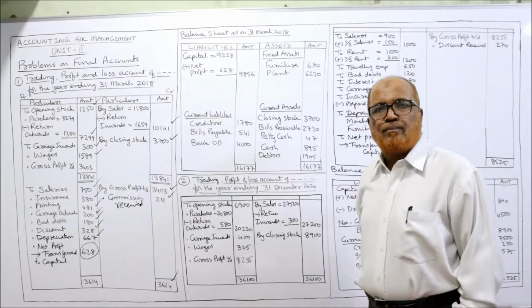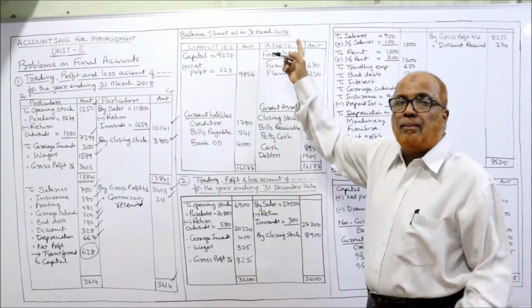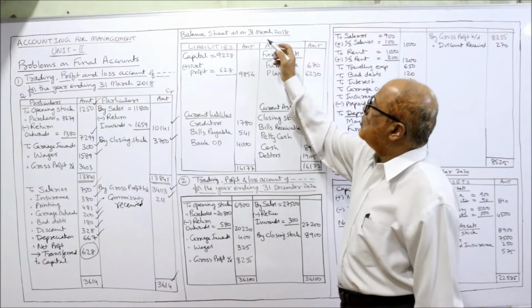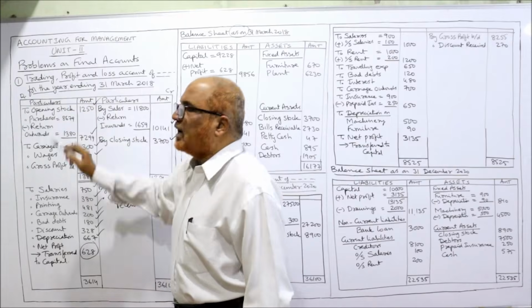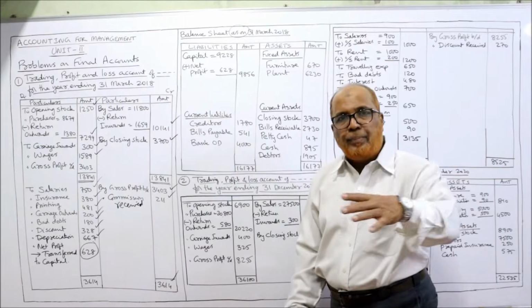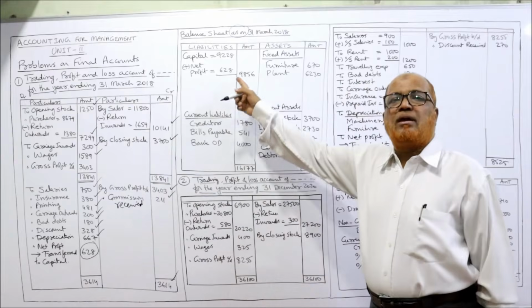Now balance sheet. Balance sheet as on 31st March 2018 on a particular date. That's why we should concentrate. We are writing as on. Here we are writing for the year ended. For a period we are making trading and profit and loss. As on a particular date we are making balance sheet.